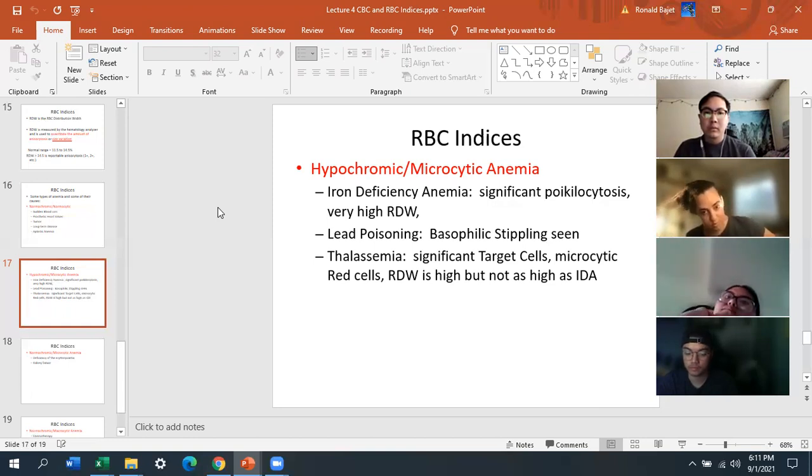In thalassemia, the predominant cell type is target cells. You get microcytic red blood cells. The difference between iron deficiency anemia and thalassemia is in the RDW. RDW is high in thalassemia, but it's not as high as in iron deficiency anemia. You'll also see target cells in iron deficiency anemia, but you'll see more target cells in thalassemia. Okay, so that's plenty on hypochromic microcytic anemia.